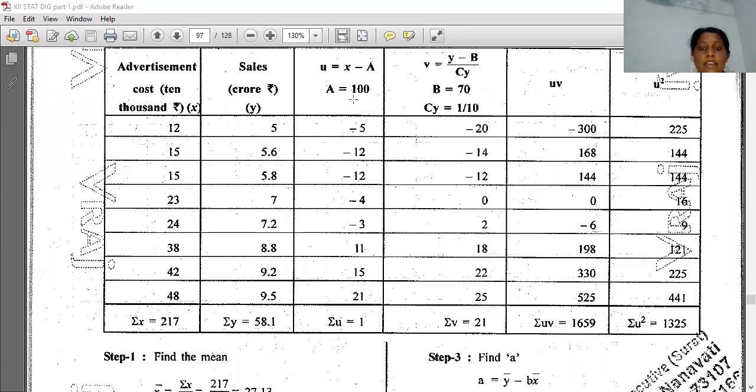So here we can take an approximate value as 27, or any number from here. Then our numbers will be changing. Here our total will be changing. This will be the same. Then uv will be changing and u will be changing.